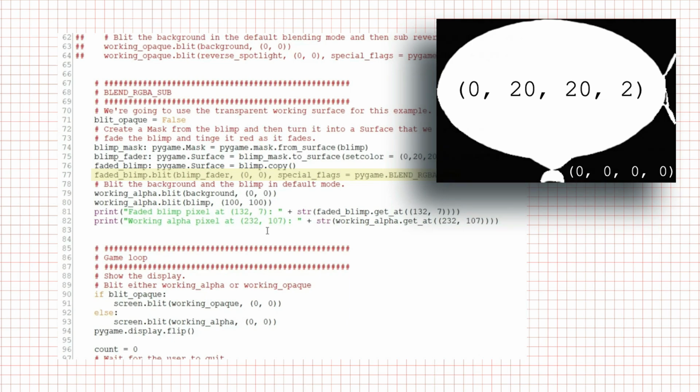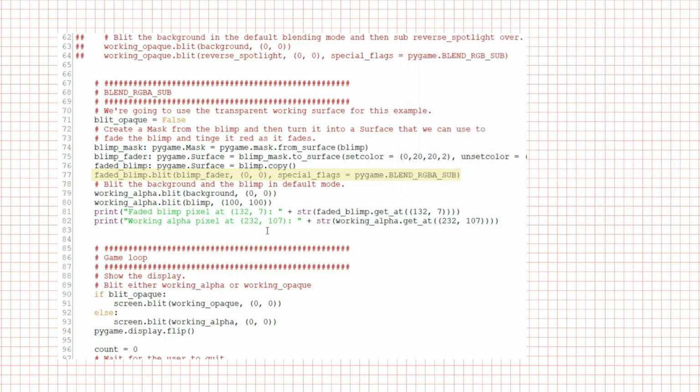So I am using that blimp fader to create a faded blimp image. I'm blending it onto a surface called Faded Blimp so I can leave my original blimp image as it is. I'm using the Blend RGBA Sub mode to blit it. And once I have that faded blimp image, I'm using the default blending mode to blit that over the background. As it fades, more of the background will show through with the default blending mode.